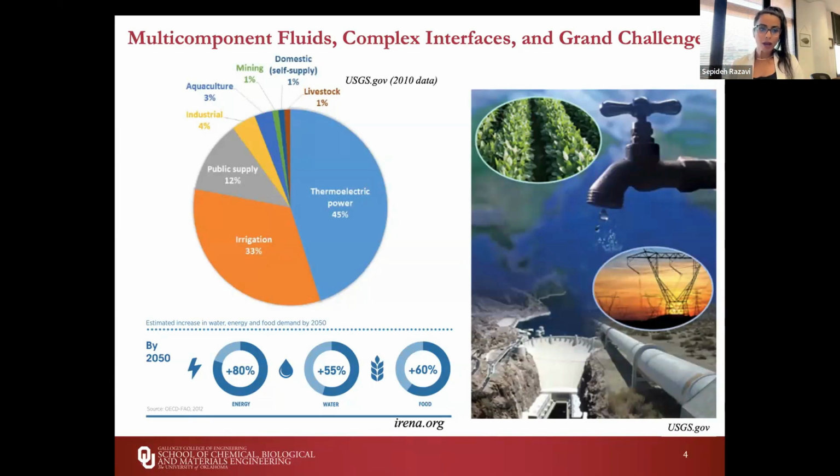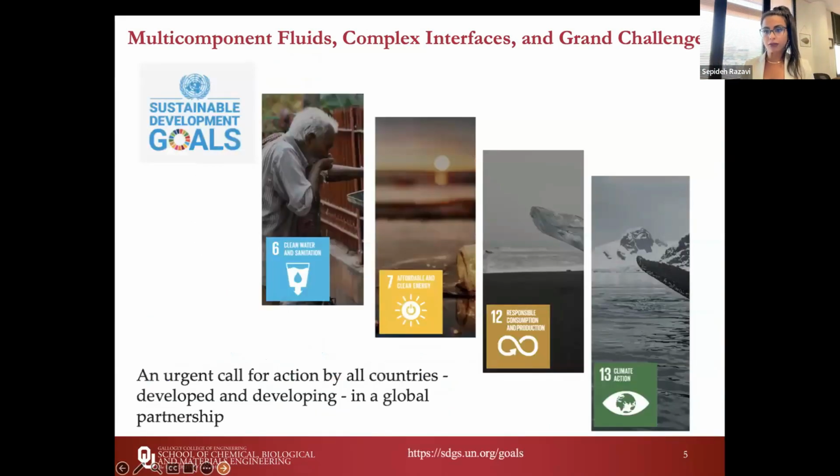And with the growth in the human population, as you can see here, by the year 2050 it's projected that the demand on energy, water, and food is going to continue to grow. On the other hand, we also know that looking at conventional ways of producing energy and consuming water, we cannot keep doing what we have been doing the old ways, because that's not sustainable.